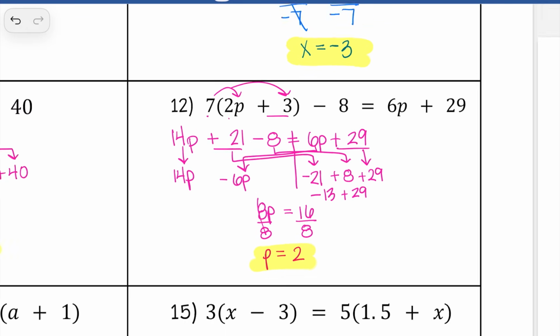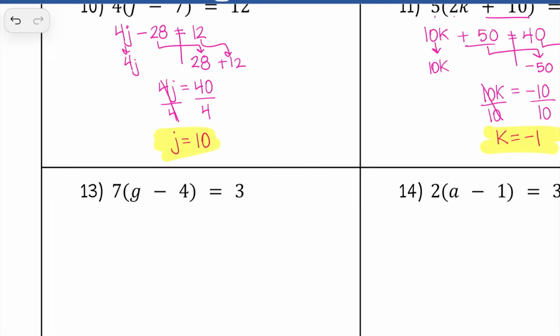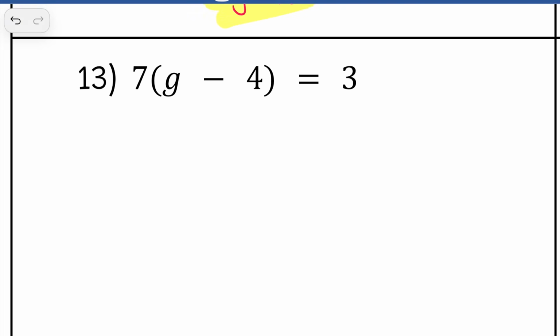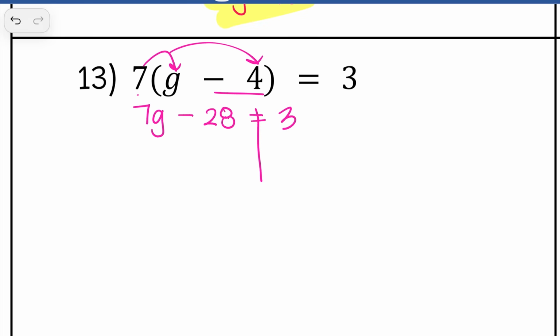Let's do another example. Let's go to number 13. Again, parentheses, so we're going to get rid of that first. 7 times g is just 7g. 7 times negative 4 is negative 28, so minus 28. Then I bring everything else down, in this case the equals and the 3. I'm going to use my vertical line method here. So I'm going to start off, the 7g comes straight down. The minus 28 comes over here, becomes a positive 28.